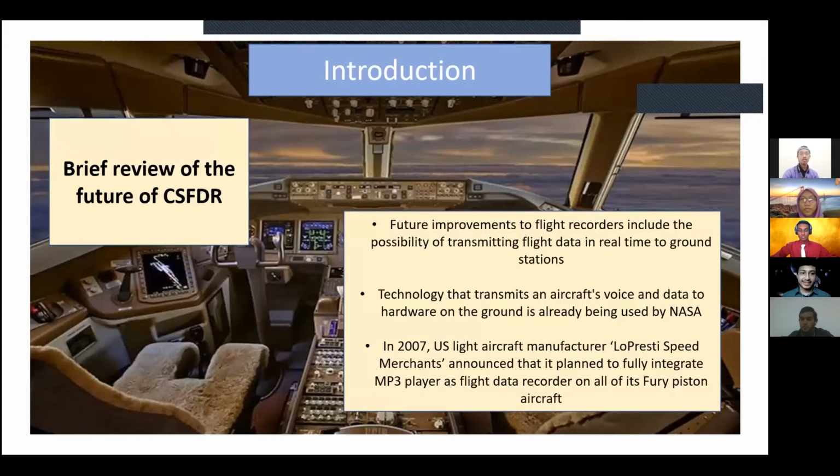What is the future of the CSFDR? The future is mainly thinking of including a transmitting device, so that even if a plane crashes, we don't have to find the black box, but we will get the data. And the technology is already being used by NASA. In 2007, a US light aircraft manufacturer announced that it planned to fully integrate MP3 players as flight data recorders on all of its piston aircraft. So these are the two main thoughts on future steps for CSFDR.